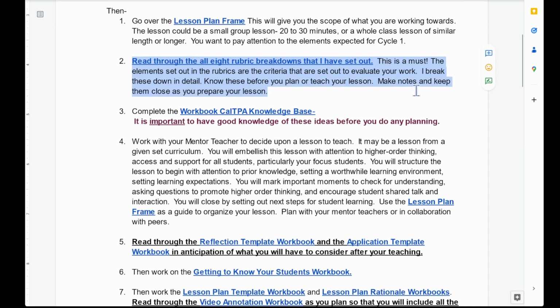I suggest that this is a must. Everything in the rubrics is what counts towards your score, nothing else. Give good attention to the rubrics and your score will be strong. So let's take a look at some of the rubrics right now.